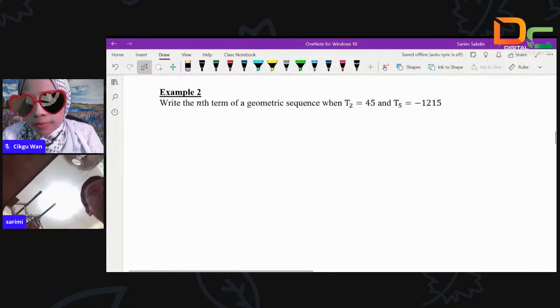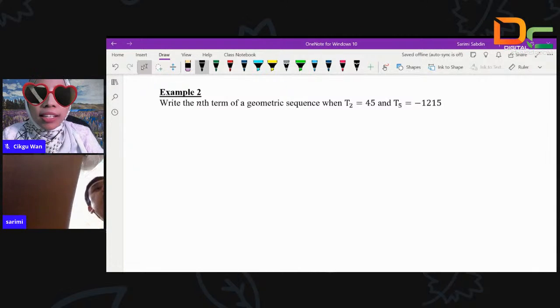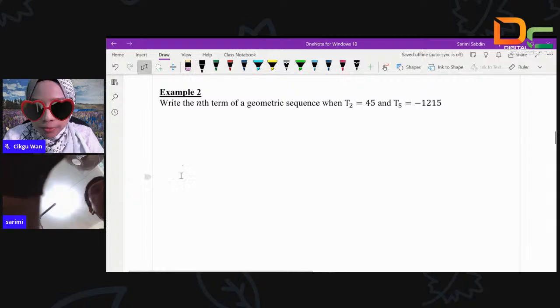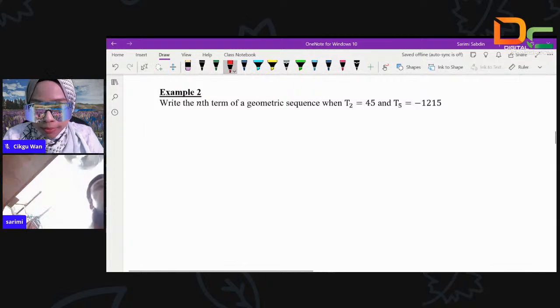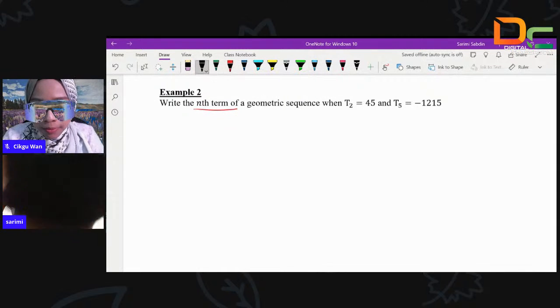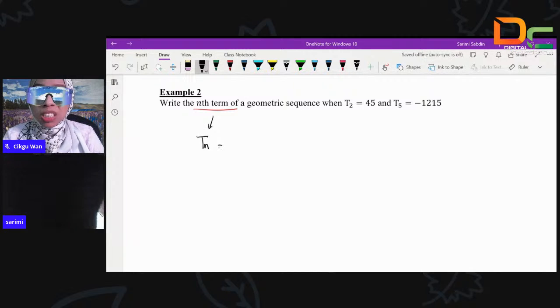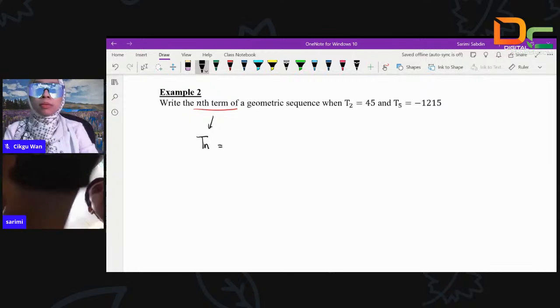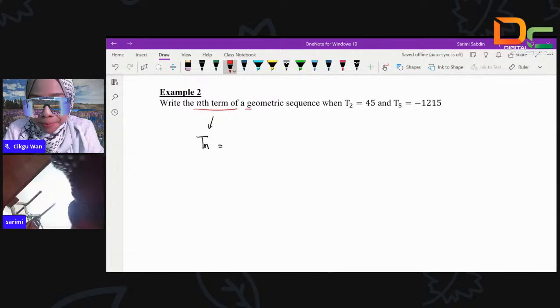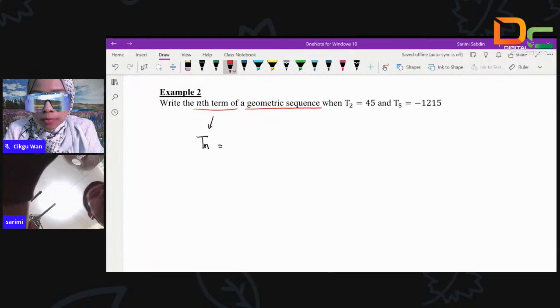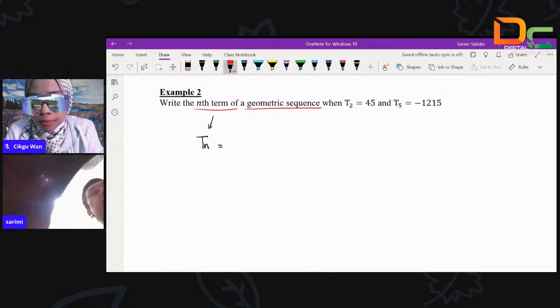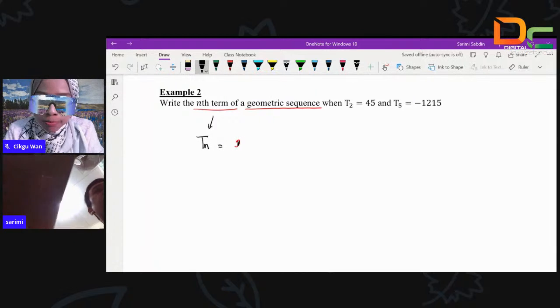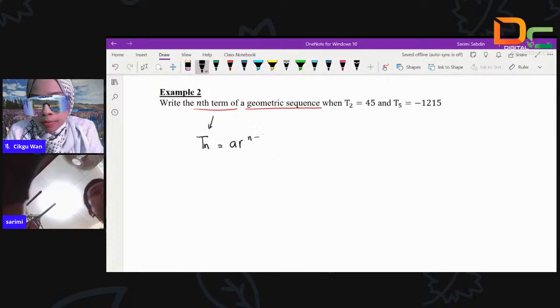Alright, second example is almost the same as the previous example, where we need to find Tn, the nth term. So the nth term means we need to find Tn, the general formula for the nth term of the geometric sequence. Also in this question, it's already mentioned this is a geometric sequence. So we need to use the formula for geometric sequence. Tn is ar to the power of n minus 1.